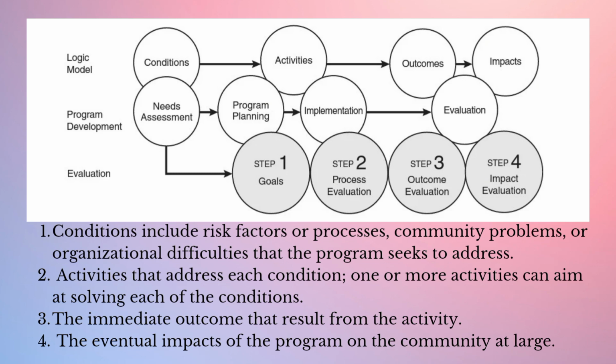In the first circle, conditions include risk factors or processes, community problems, or organizational difficulties that the program seeks to address. The second circle includes the activities that address each condition. One or more activities can aim at solving each of the conditions. The third circle contains the immediate outcomes that result from the activity, for example, changes in knowledge or attitudes of program participants or changes in local laws or organizational policy. The fourth circle concerns the eventual impacts of the program on the community at large.